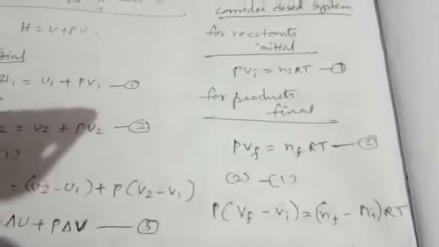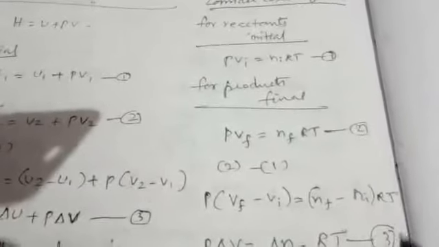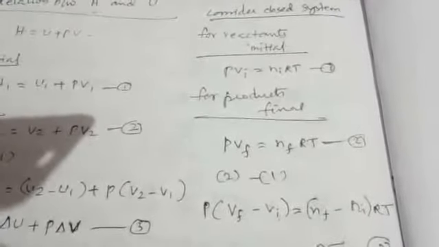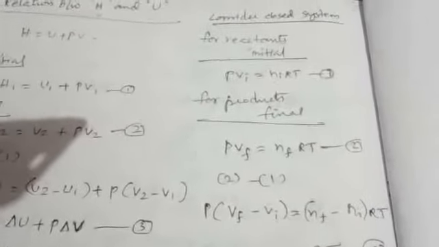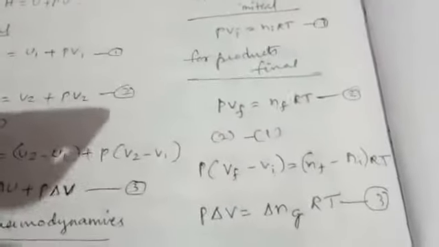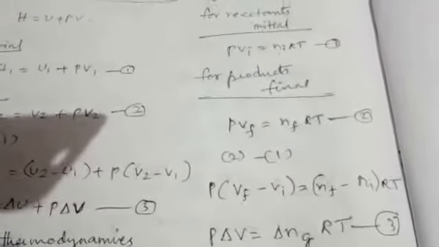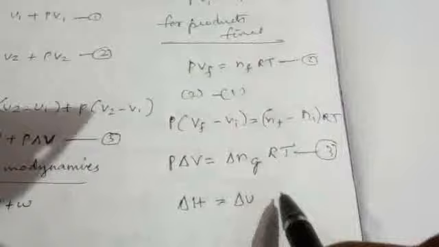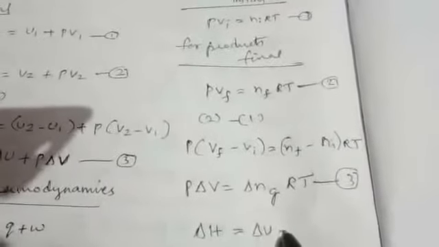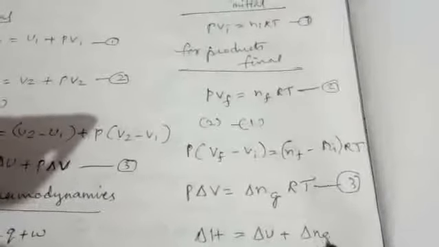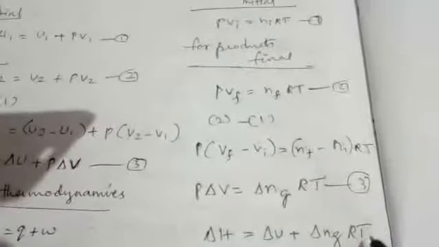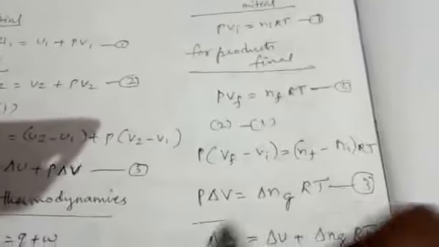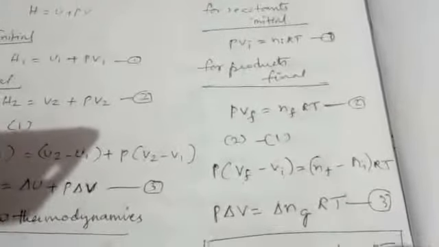Equation 3 will be substituted in equation 2. That means delta H equal to delta U plus delta n_g RT. That is the final equation.